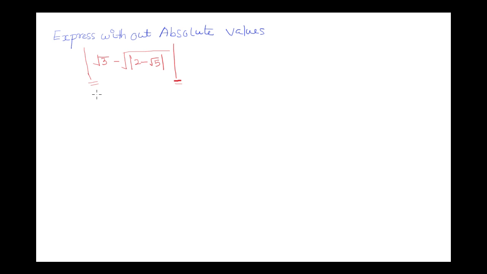One is the innermost one, that is absolute of 2 minus root 5. This is the first one. And then there is a second one, the outermost one. This is the second one. So first we'll start with the innermost one. Which is the innermost one? The innermost one is absolute of 2 minus root 5.